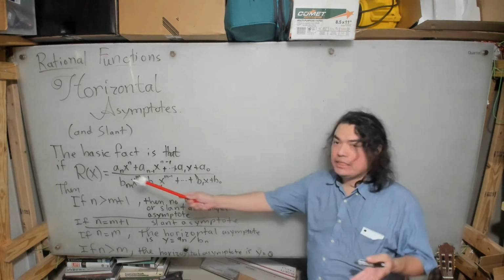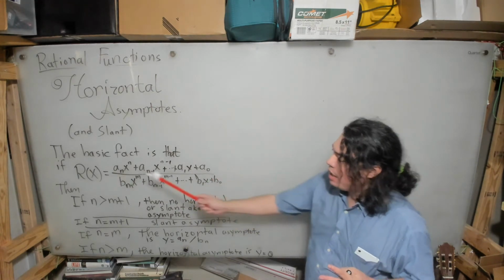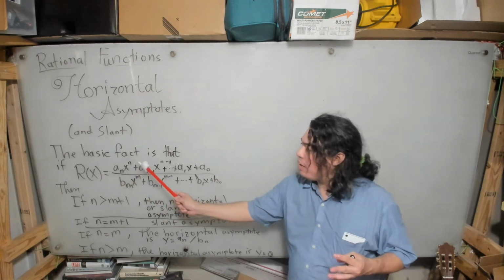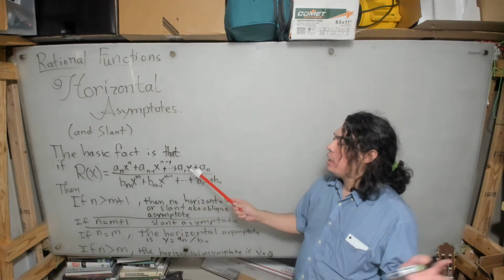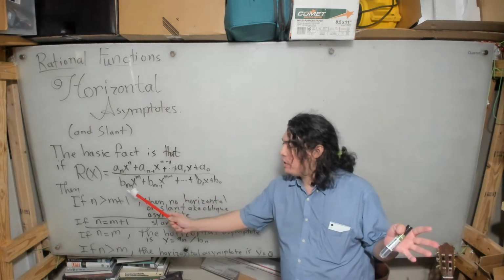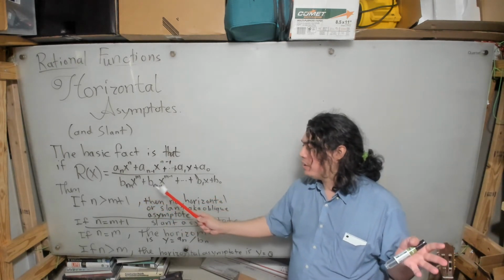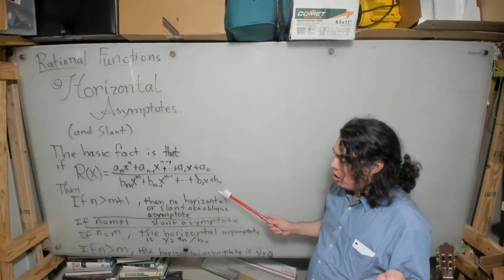The basic fact is that if you represent your rational function r of x as a polynomial on top, a sub n x to the n plus a sub n minus 1 times x to the n minus 1 plus dot dot dot plus a1x plus a naught, divided by b sub m x to the m plus b sub m minus 1 x to the m minus 1 plus dot dot dot plus b1x plus b naught, then here are the different situations.